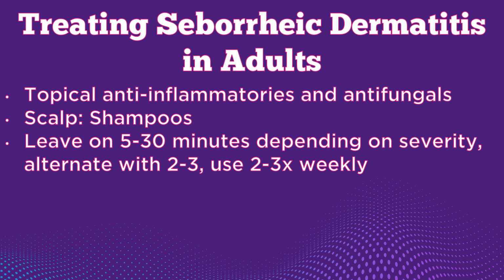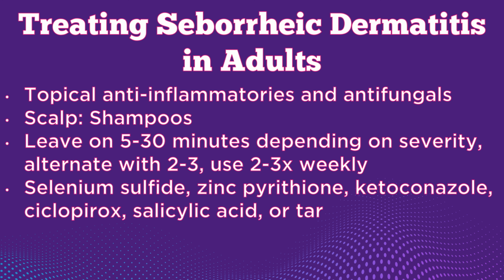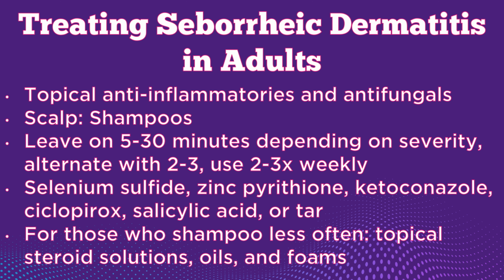Patients can alternate 2 to 3 shampoos used 2 to 3 times weekly. Over-the-counter options include Selsun Blue or Head & Shoulders, which may contain the active ingredients selenium sulfide or zinc pyrithione. Other shampoos to consider in the rotation include ketoconazole, ciclopirox, salicylic acid shampoos, or tar shampoos. For African American patients who cannot shampoo their hair as often, topical steroid solutions, oils, and foams can be very helpful for these patients, along with medicated shampoos used once to twice weekly.